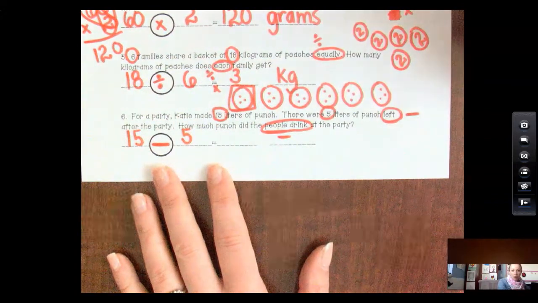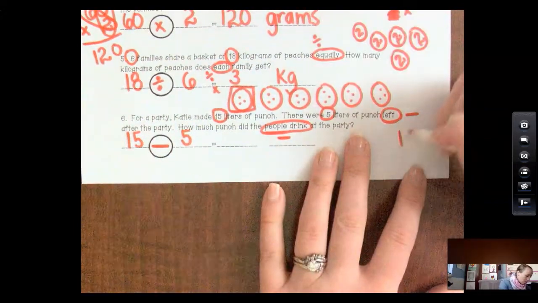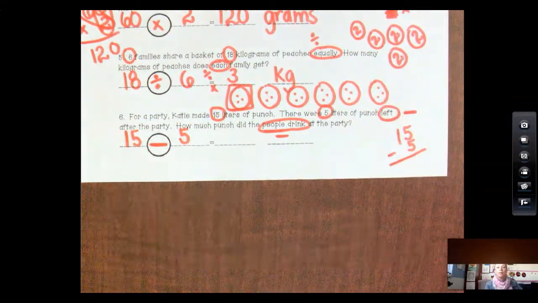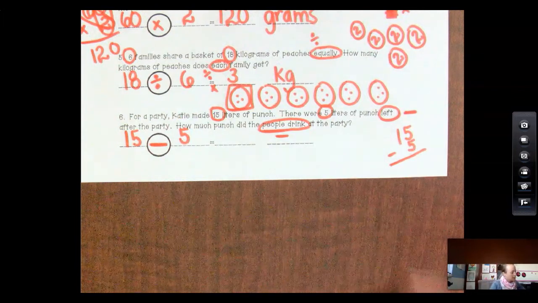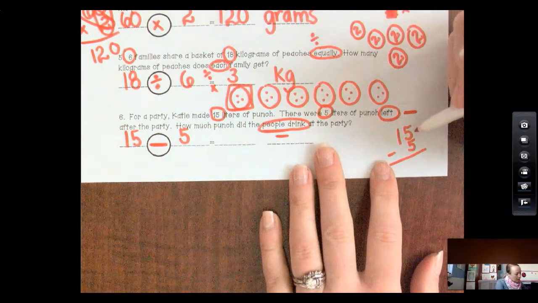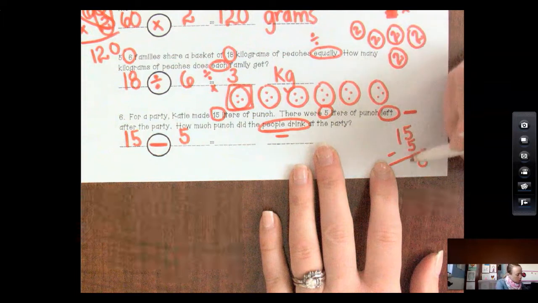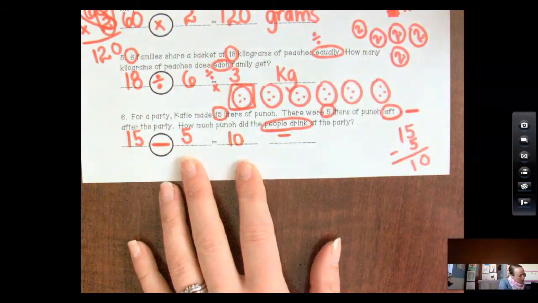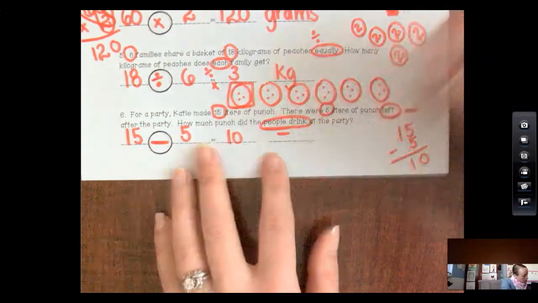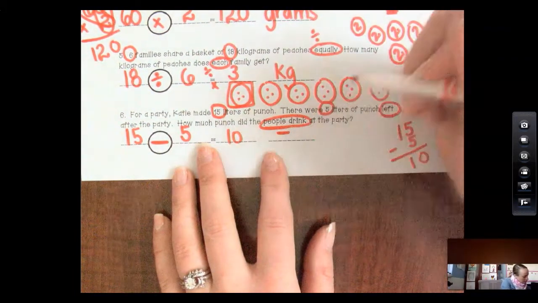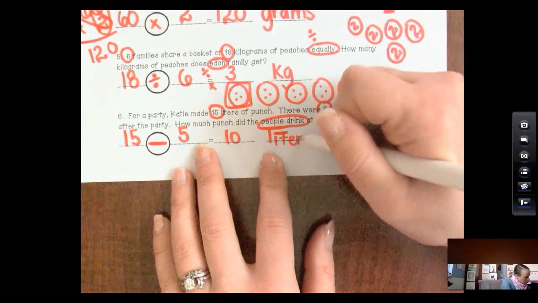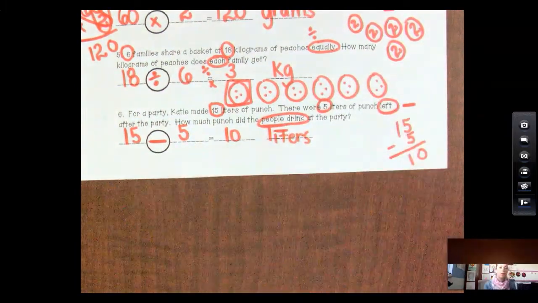I never solve problems that way, kiddos, so I'm going to restack. 15 minus 5. If you need to pause the video, kiddos, please pause the video and catch up with us. All right, now I'm ready to subtract. 5 minus 5 is 0. Drop my 1. It's 10. And then what is my label? 10 what? How much punch did people drink? 10. That kind of doesn't make sense. Let's say 10 liters. Okay, they drank 10 liters of punch.